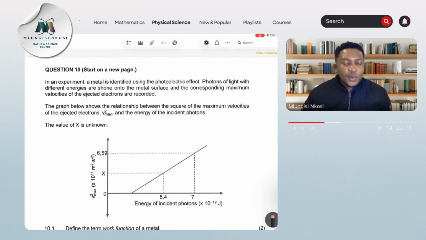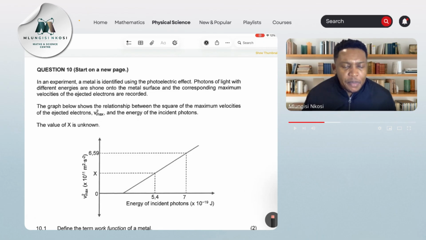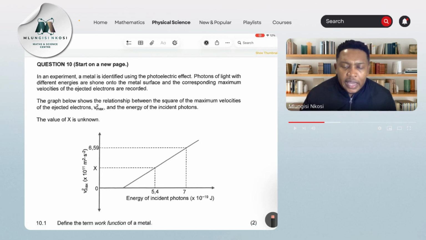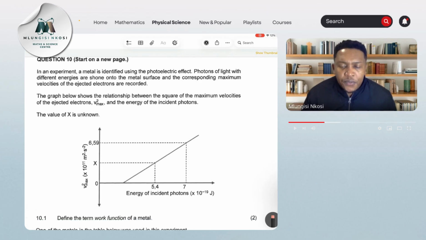Right, and now we look at question number 10. They say to us we've got an experiment. In an experiment, a metal is identified using the photoelectric effect. So the photons of light with different energies are shone onto the metal surface, and the corresponding maximum velocities of the ejected electrons are recorded.